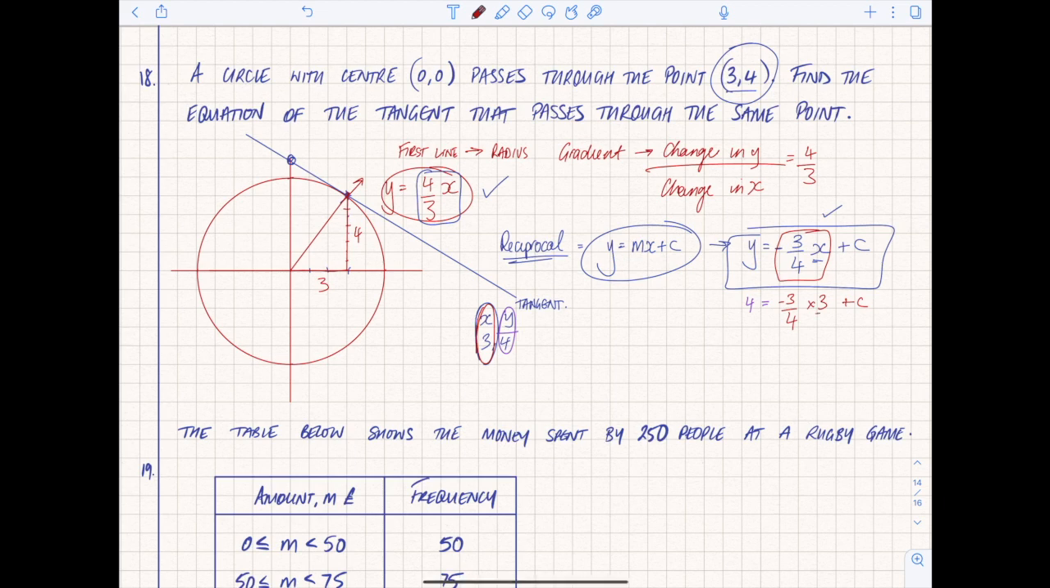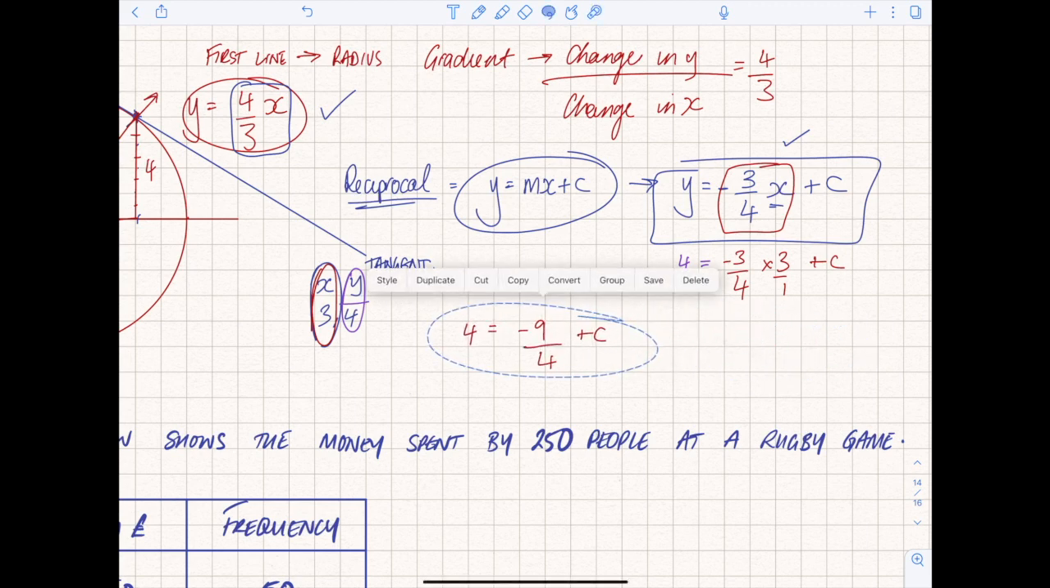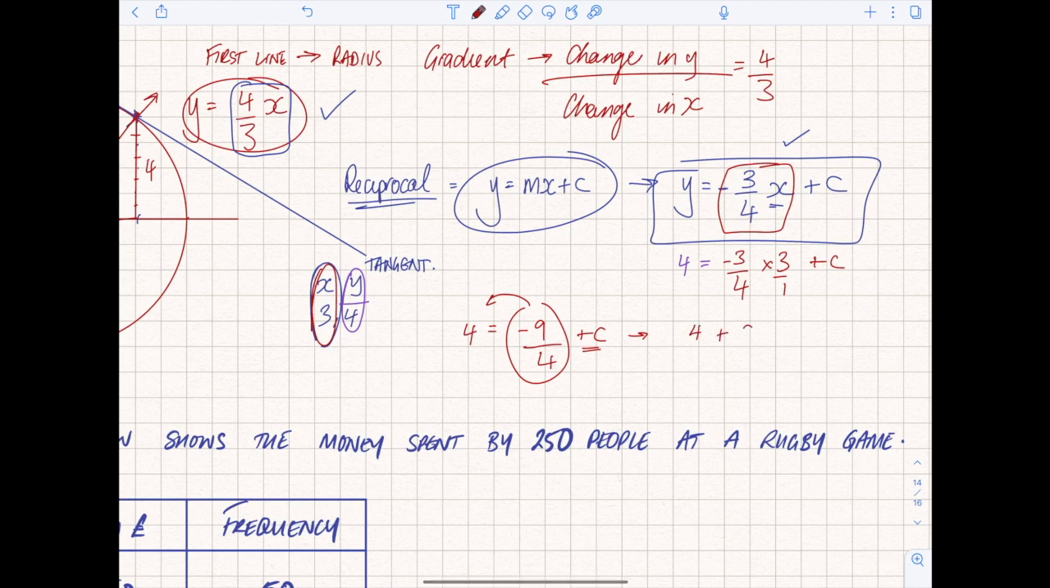Now I'm going to keep all this as fractions to make this easier. I'm going to zoom in a bit. So keeping this all as fractions, it makes it a lot easier. When you're multiplying with fractions, you just multiply top by top, bottom by bottom. So therefore this becomes 4 is equal to minus 9 over 4 plus c. Okay, so I've got this as my process so far. I need to get c on its own, so I'm trying to find the value of c. So I take this over the other side and I say 4 plus 9 over 4 is equal to c.